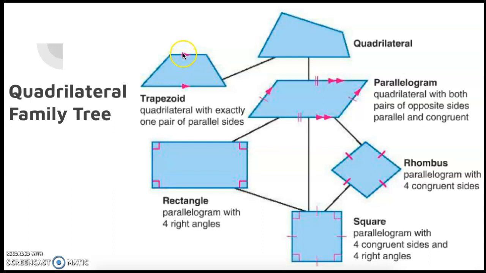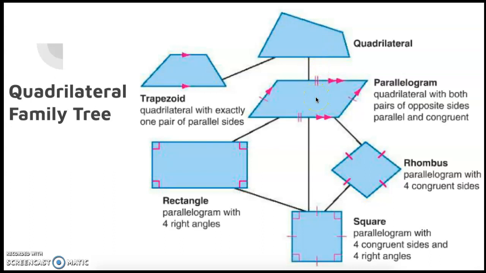We know that these 2 sides are parallel because of these pink triangles. That triangle is used to mark that they're parallel. So a trapezoid has exactly 1 pair of parallel sides. The other side of the quadrilateral family tree is the parallelogram side.